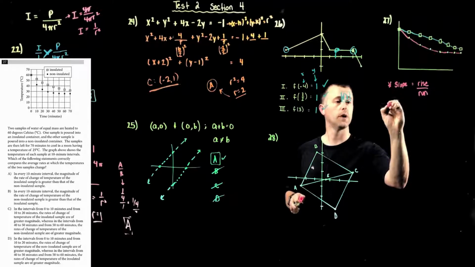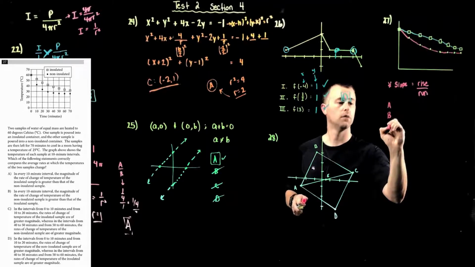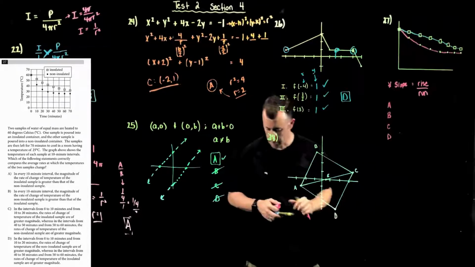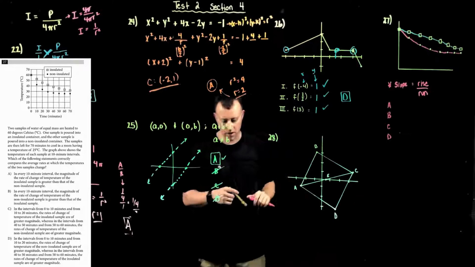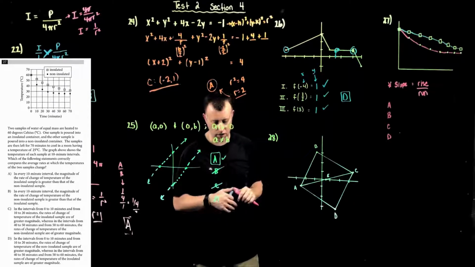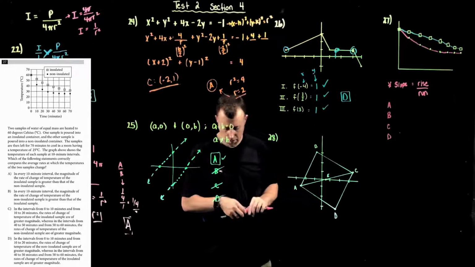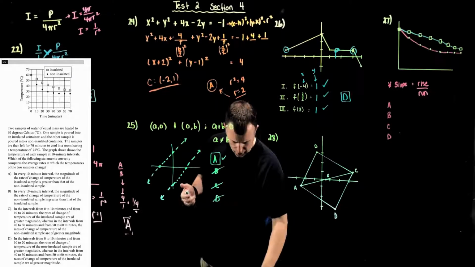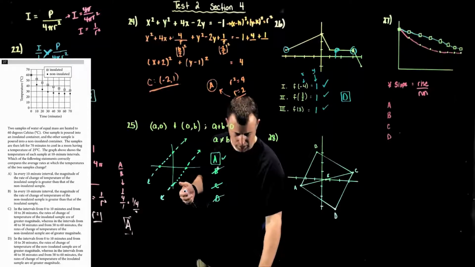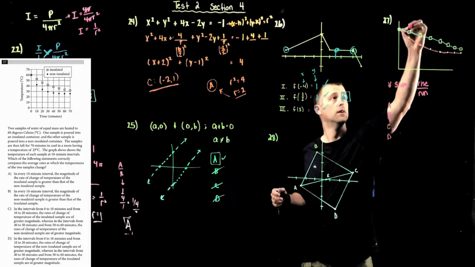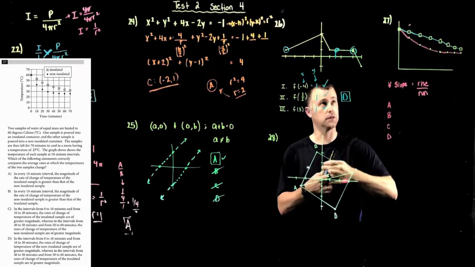So I'm going to go through my answer choices now and do some process of elimination and see what I get. A says in every 10-minute interval, the magnitude of the rate of change, so how big it is, and by the way, when I look at this, the insulated, I'll put an I here. Oops, I should probably color code this a little bit.